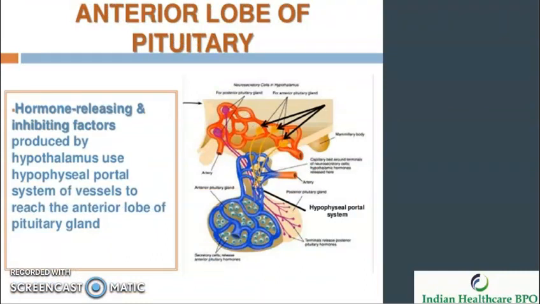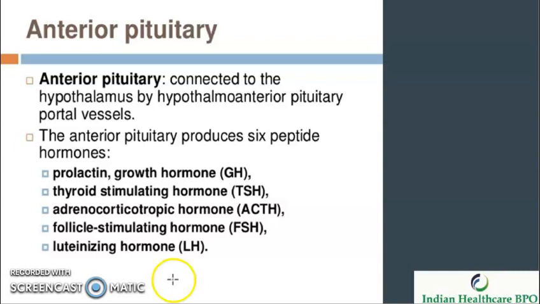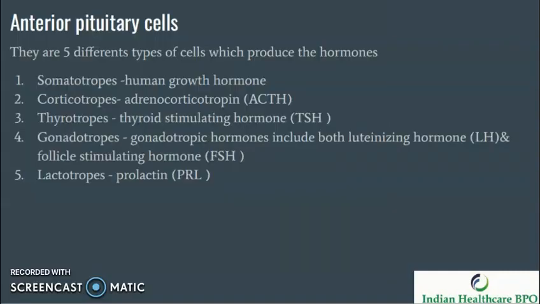The anterior lobe of the pituitary. Hormone releasing or inhibiting factors produced from the hypothalamus use the hypophyseal portal system of vessels to reach the anterior lobe of the pituitary gland. The anterior pituitary is connected to the hypothalamus by the hypothalamo anterior pituitary portal vessels. The anterior pituitary produces six peptide hormones: prolactin, growth hormone, thyroid stimulating hormone, adrenocorticotropic hormone, follicle stimulating hormone and luteinizing hormone.